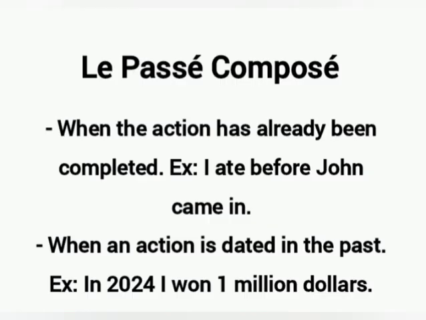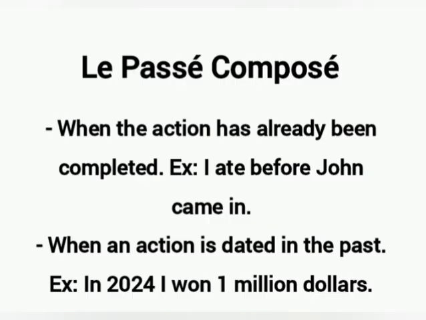So that's it. Also a dated action in the past, like in 2004 I traveled to Dubai. For example, en 2004 j'ai voyagé pour Dubai. So you can use it like that. Je suis allé à Dubai. I went to Dubai. That's Passé Composé, a dated action in the past. But it's also completed, so just say completed action in the past is Passé Composé.